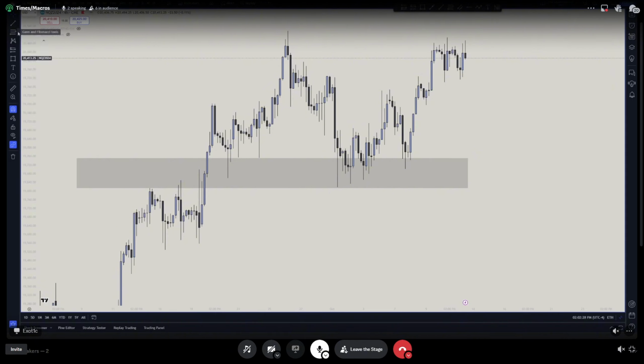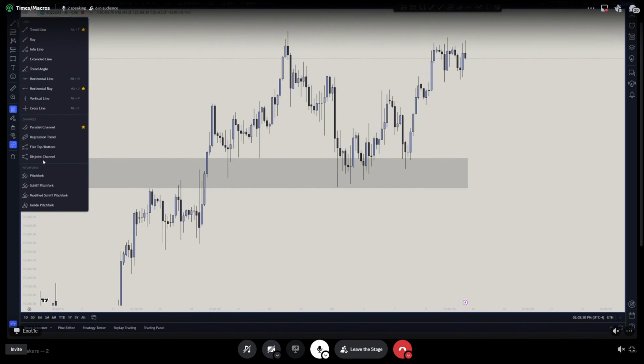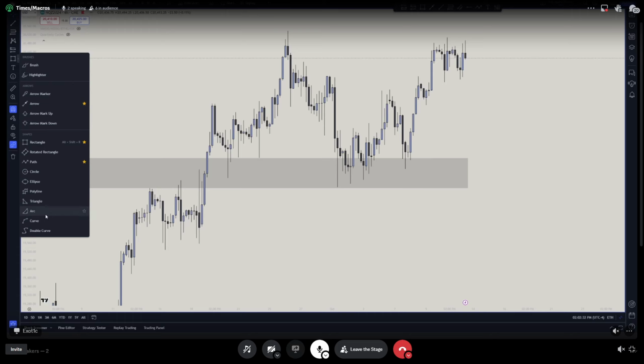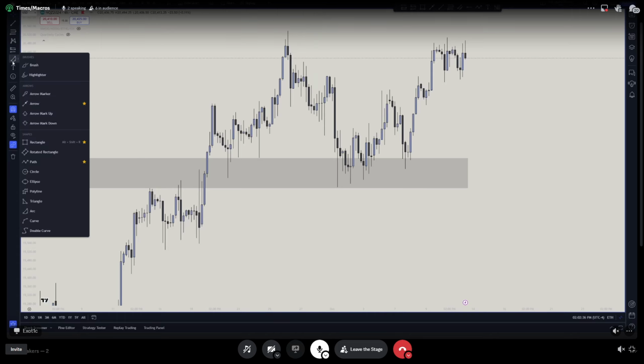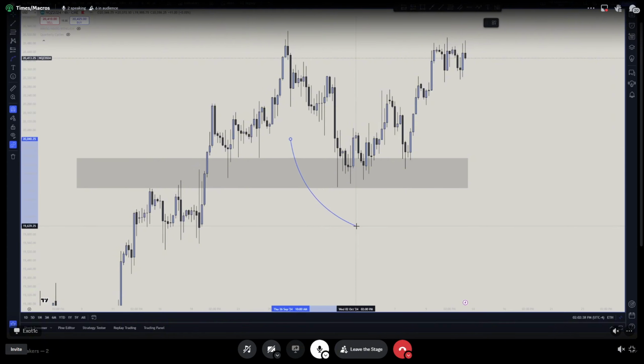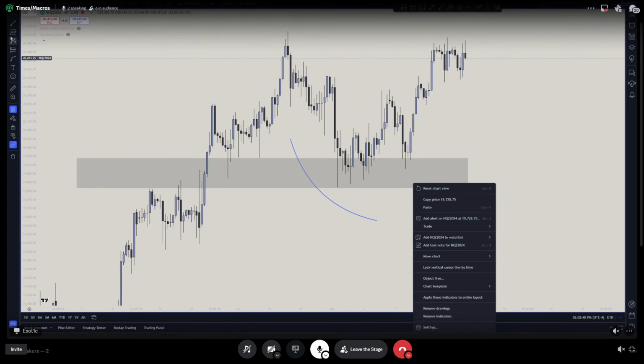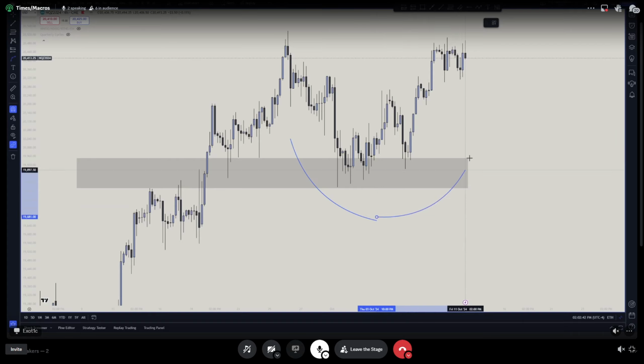Where is this? Oh, it's right here, right? You're going to look for your 4 hour market maker buy model here, right? And this is what we're seeing forming here, out of your weekly, right?